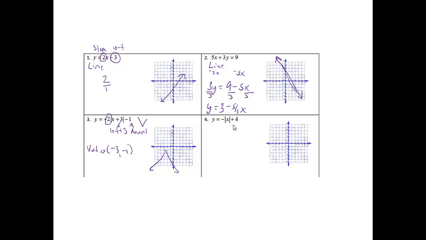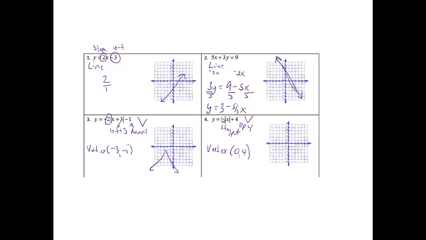Okay, and then this last absolute value one, again, it's absolute value, so I know it's going to look like a V. This one, since there's nothing inside with the x, I'm going to stay put. So stay put. And then this plus 4 is going to make me go up 4. So I'm going to stay put and then go up 4. I'll put a point, which means my vertex is going to be at 0, 4.